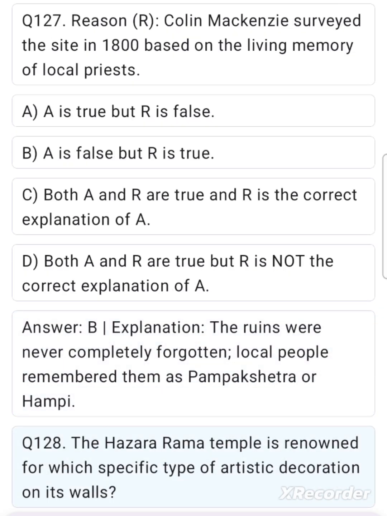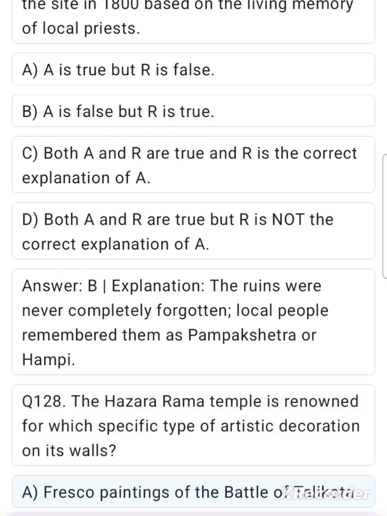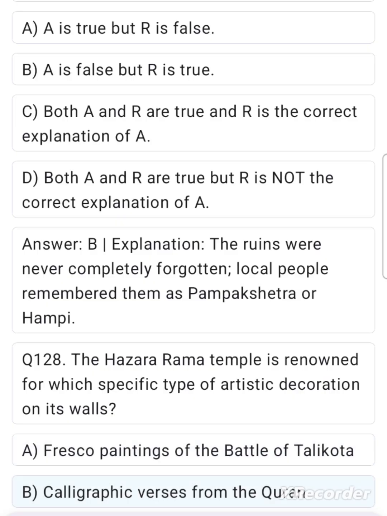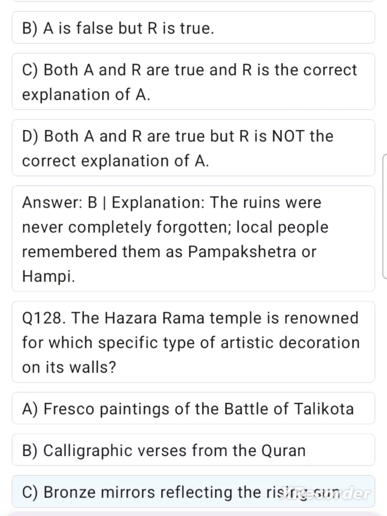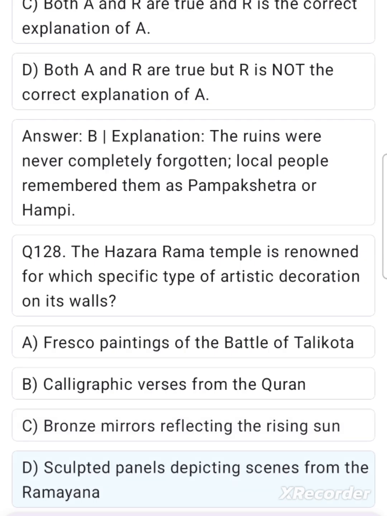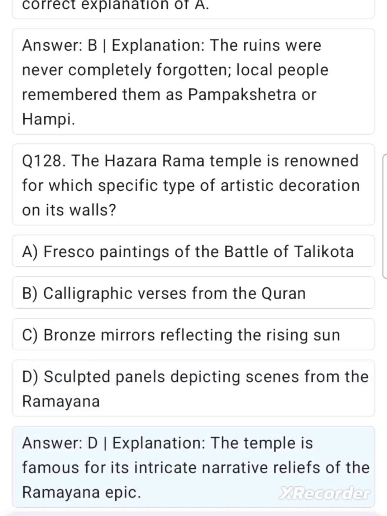Q128. The Hazara Rama temple is renowned for which specific type of artistic decoration on its walls? A. Fresco paintings of the Battle of Talikota. B. Calligraphic verses from the Quran. C. Bronze mirrors reflecting the rising sun. D. Sculpted panels depicting scenes from the Ramayana. Answer: D. Explanation: The temple is famous for its intricate narrative reliefs of the Ramayana epic.